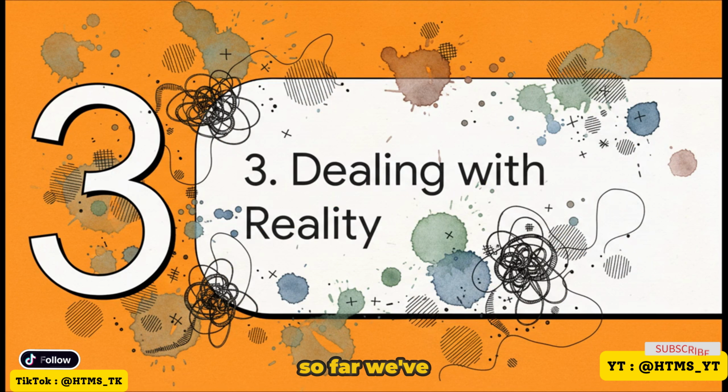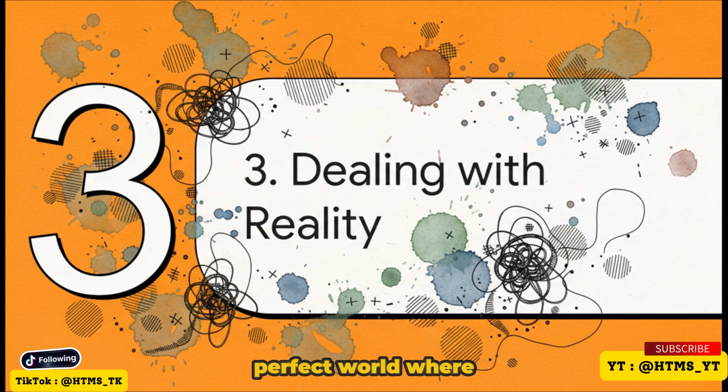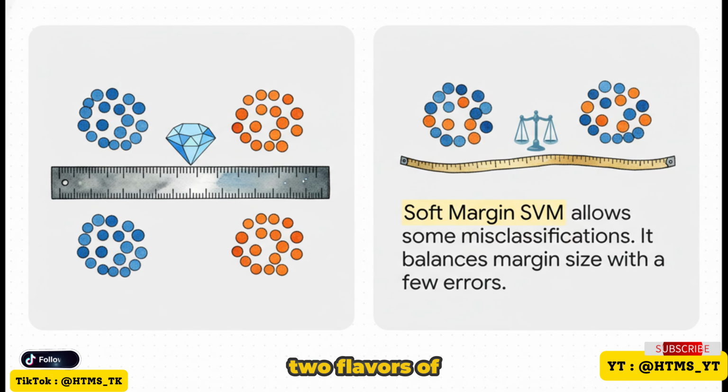Okay, so far, we've been in a nice, clean, perfect world where all our data can be separated cleanly. But let's be real. Real-world data is almost never that neat. It's messy, it's chaotic. And this is why we have two flavors of SVM. The hard margin version is the super strict one we've been talking about. It demands perfect separation, no exceptions. But for the real world, we use the soft margin SVM. It's way more practical. It's flexible.